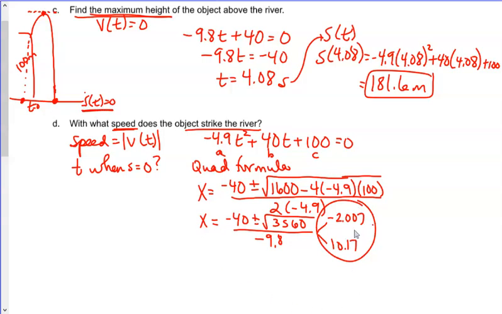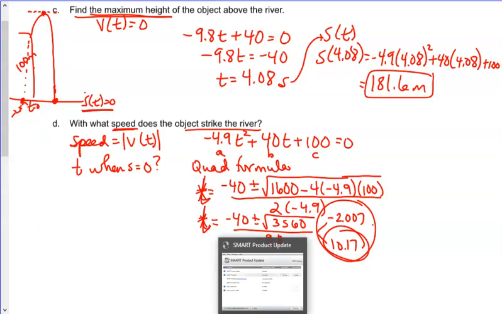Well, if this is a time, and actually I should probably put a t here to represent our time, since I have a t up here in my equation. Doesn't make sense to have negative time, but in our picture, hopefully it does make sense to you. This is the negative 2.007 right here, because this is when time equaling 0 is when we're at the height of 100. So now, the time that I'm going to hit the water is at 10.17.